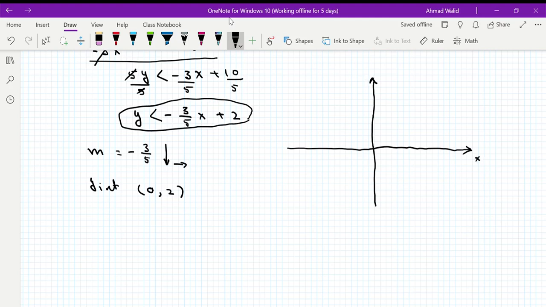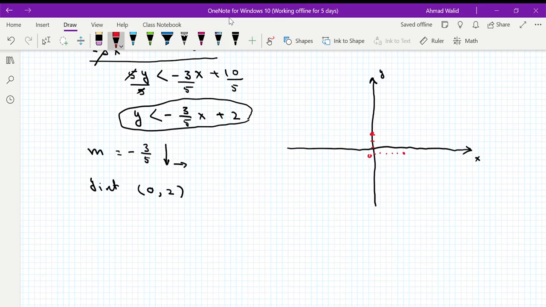This is x, this is y. The y-intercept is (0, 2). When x is 0, y is 2. For example, (1, 2), this point. From here, I will follow the slope, 3 down, 5 right. 1, 2, 3 down, 5 to the right, 1, 2, 3, 4, 5.